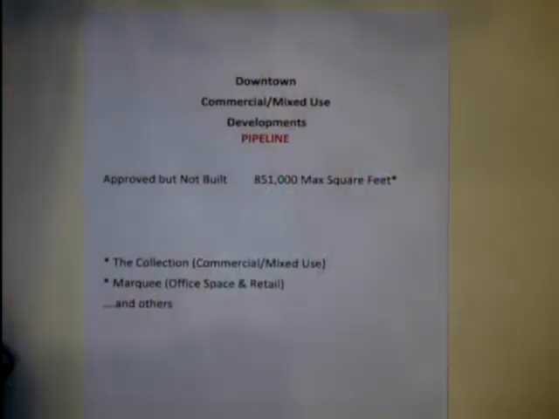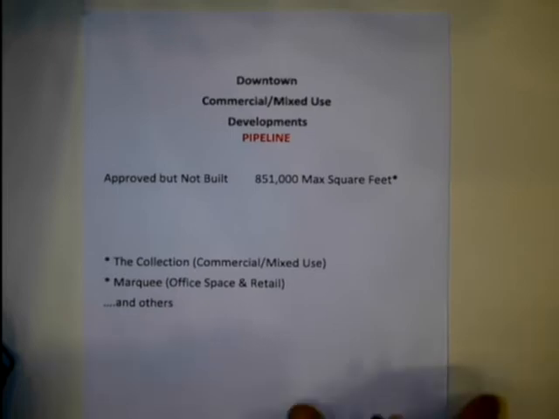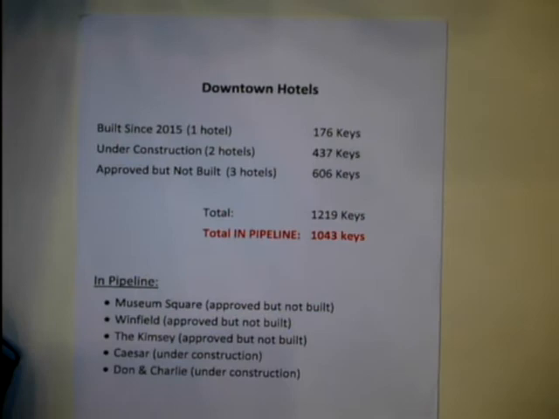Next, we want to go to the commercial mixed use. The two primary ones are the Collection, the Scottsdale Collection, and the Marquee. Almost 851,000 square feet that are approved, not built. But they will be built. Downtown hotels. There are 2 hotels that are under construction. There are 3 that are approved, not built yet. The list is well known: Museum Square, Winfield, Kimsey, Caesar, Dunn and Charlie.